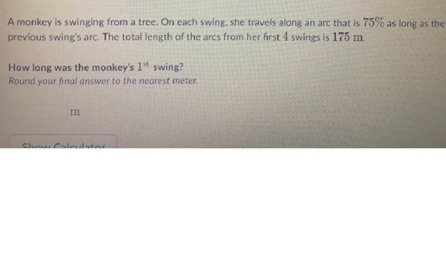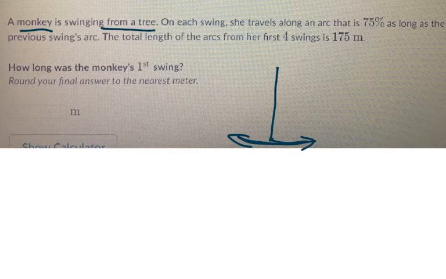All right, let's do one more, and then the next two are my part 2 video. This one says we have a monkey swinging from a tree. So let's say here's the limb right here of the tree. The monkey is swinging back and forth, right? Back and forth.